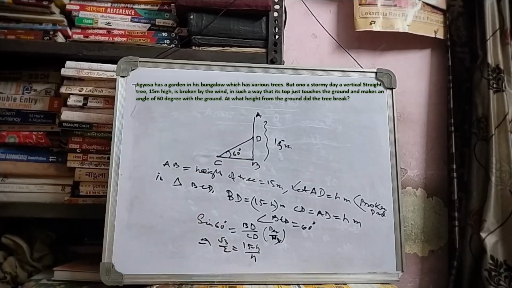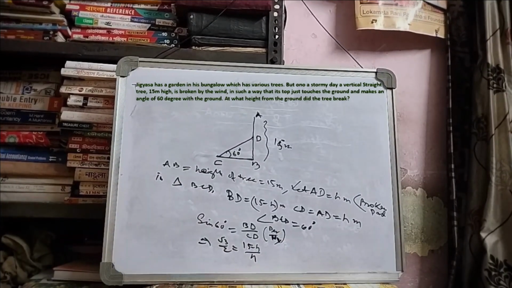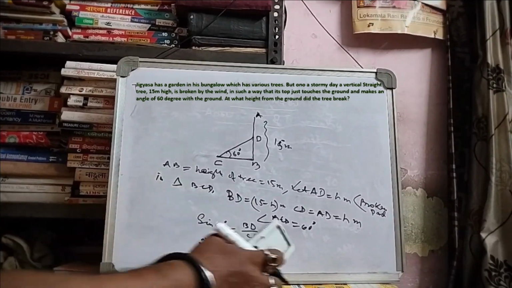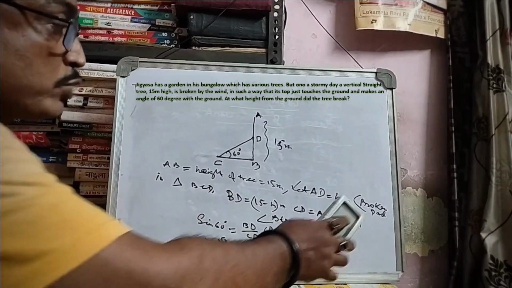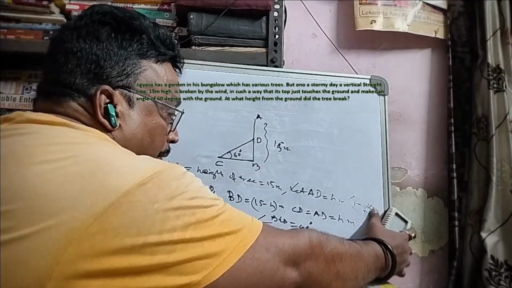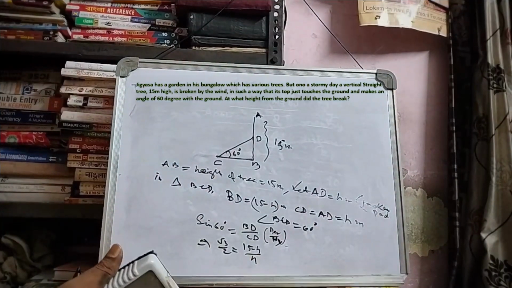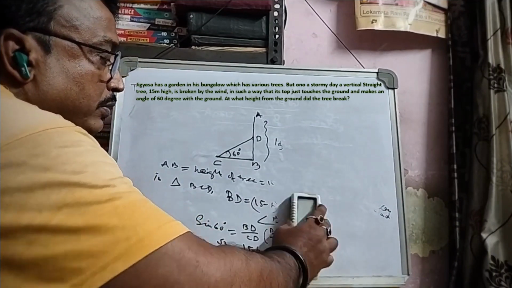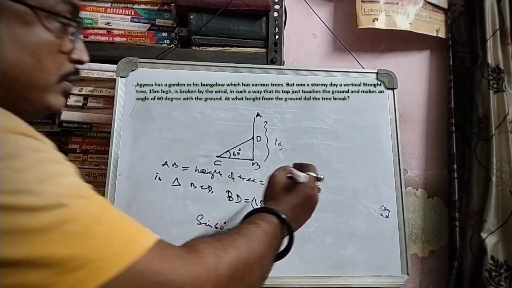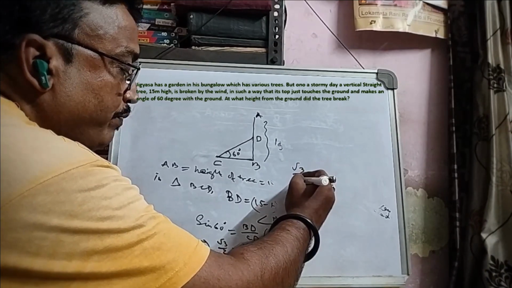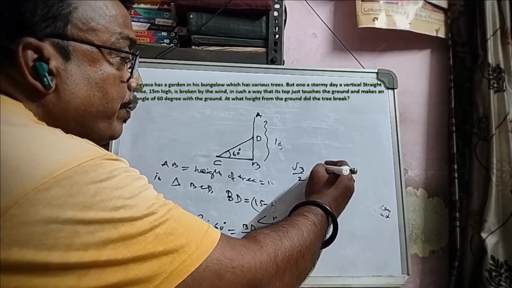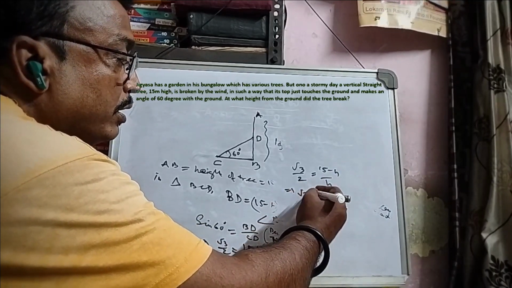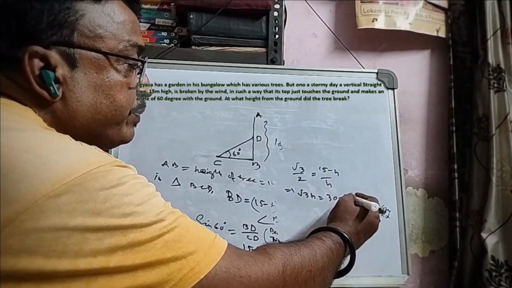Now the next part, हम थोड़ा इसको मिटा देते हैं. √3/2 is equal to (15 - h) by h. Cross multiplication: √3h = 30 - 2h.